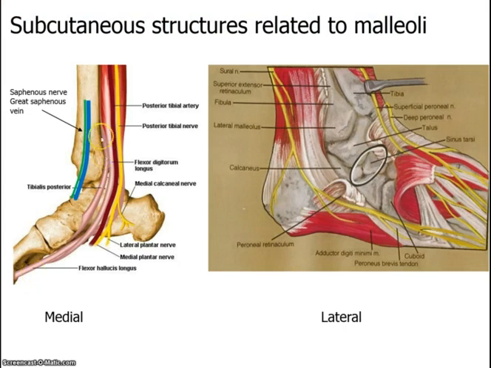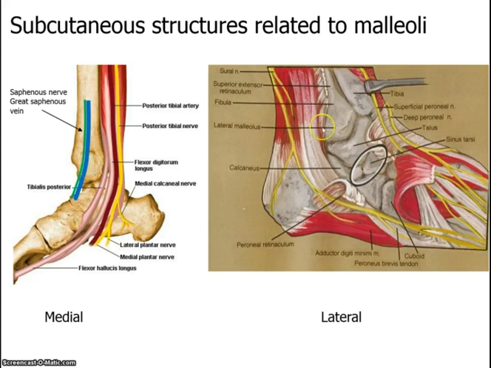Here you can see the great saphenous vein and the saphenous nerve. You can see the saphenous nerve drawn in this green line is related to the great saphenous vein anteriorly, and both are anterior to the medial malleolus.